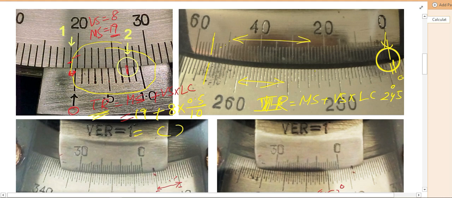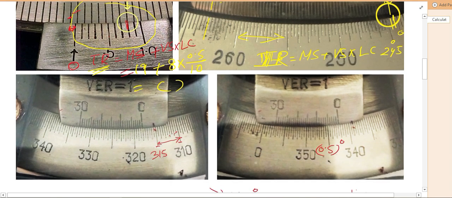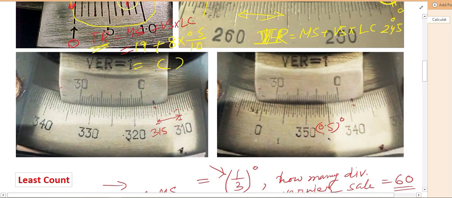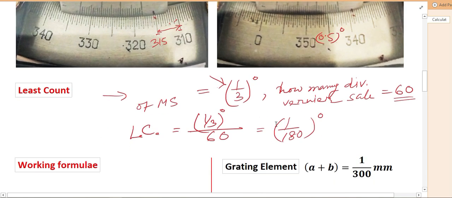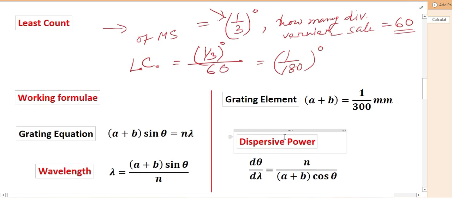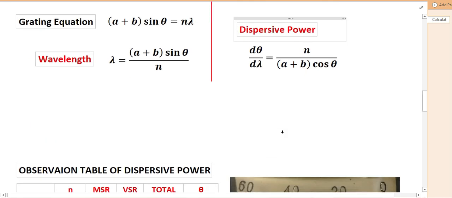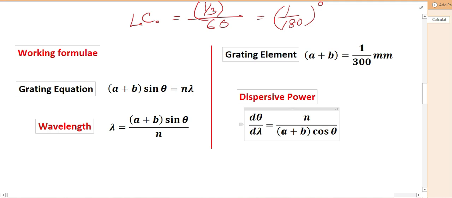And we have just calculated below the least count for this scale. Similarly, you can calculate the least count for these scales too. So in our case, the least count is 1/80. Now, what are the working formulas that we have to remember?